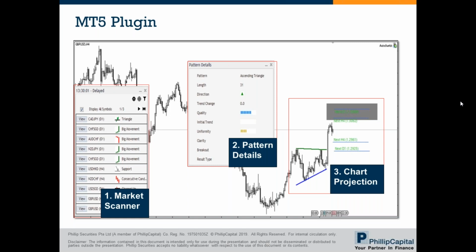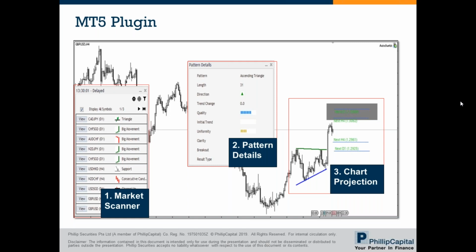But basically, to explain further, in pattern details, you can see the name of the pattern that has been identified and the length of time it has taken to form. For example, right now we are in pound dollar, if you look to the top left hand corner, in the 4-hour time frame. You interpret this as it took 31 candles of the 4-hour time frame to form this ascending triangle pattern. It then tells you the bias of this pattern. This one has a bull bias, which means it is postulating for prices to move upwards. That is the nature of an ascending triangle.